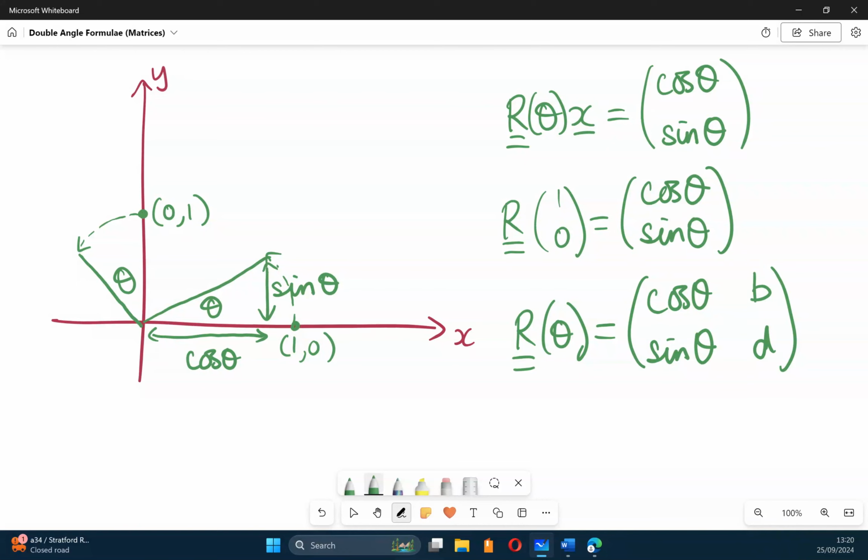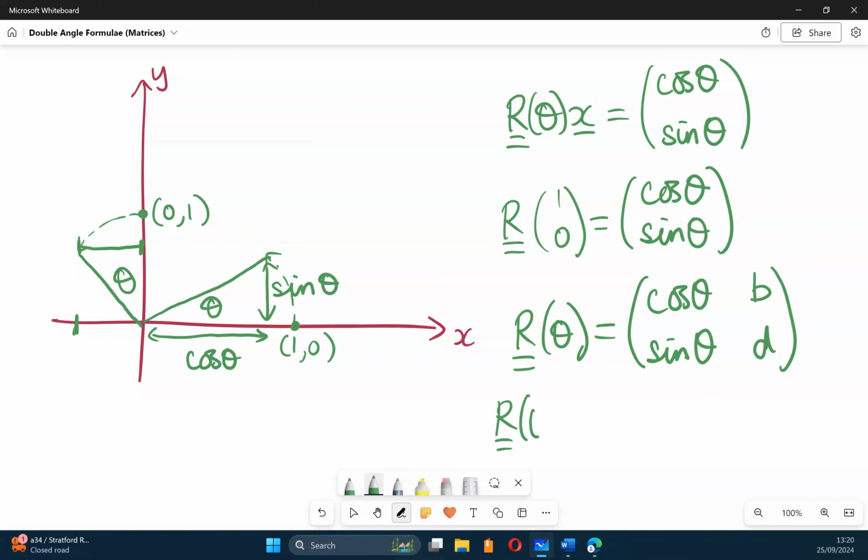Well, let's have a think. We know that the new x coordinate will be in the negative direction, so it'll be here. And how much of that is here? So if I were to compare it to here and draw a little triangle, we can see that this is sine theta, but in the negative x direction.